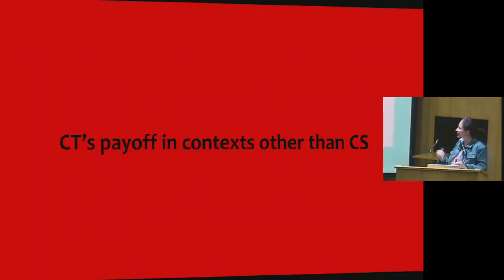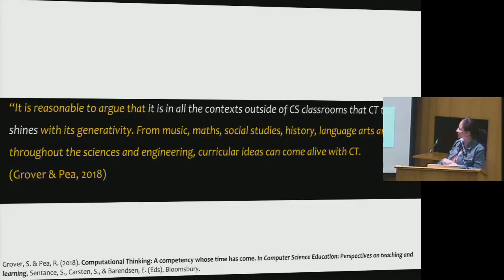And so the first idea is CT's payoff in contexts other than CS. Now, we all know that out in the real world, the payoff in non-CS contexts has been huge. What does that mean for K-12 learning? Now, it's no secret, Roy P. and I, we've written a couple of articles on computational thinking, some of them very well cited. The one in 2012, we talked about the value of bringing computational thinking to the subjects. In a very recent article that was in a book that just came out, we again talk about how it's in all the contexts outside of CS that CT truly shines in its generativity, from music, math, and everything.